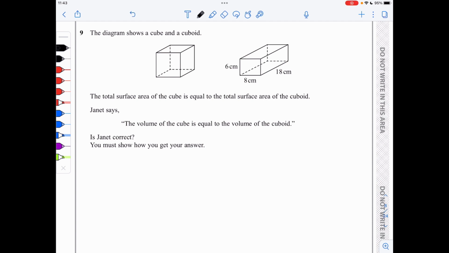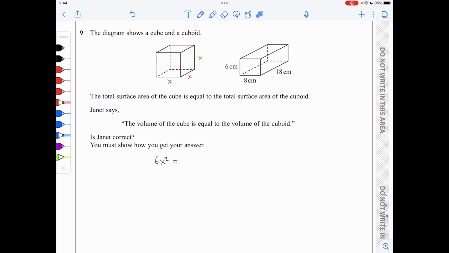Question 9, we've got a cube and a cuboid. We are told that the total surface area of the cube is equal to the total surface area of the cuboid. And Janet says that the volume of the cube is equal to the volume of the cuboid. We need to check whether Janet is correct. So we start by calling each side of the cube x. And therefore we know that the total surface area of the cube is 6 times x squared, because we've got 6 identical faces, each having an area of x squared.